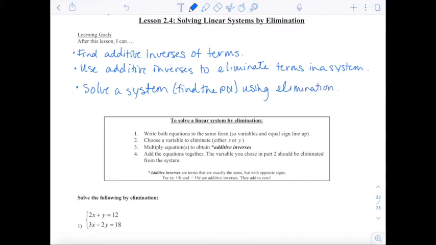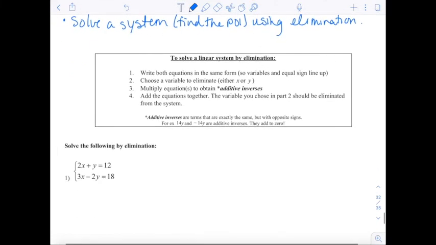So let's first talk about what an additive inverse is. Simply put, additive inverses are terms that are exactly the same but with opposite signs. In this example, 14y and negative 14y are additive inverses. If I asked you for the additive inverse of negative 2x, you would tell me it is positive 2x, because these two things add to 0. If I gave you 5xy, you would tell me the additive inverse is negative 5xy because these two things add to 0.